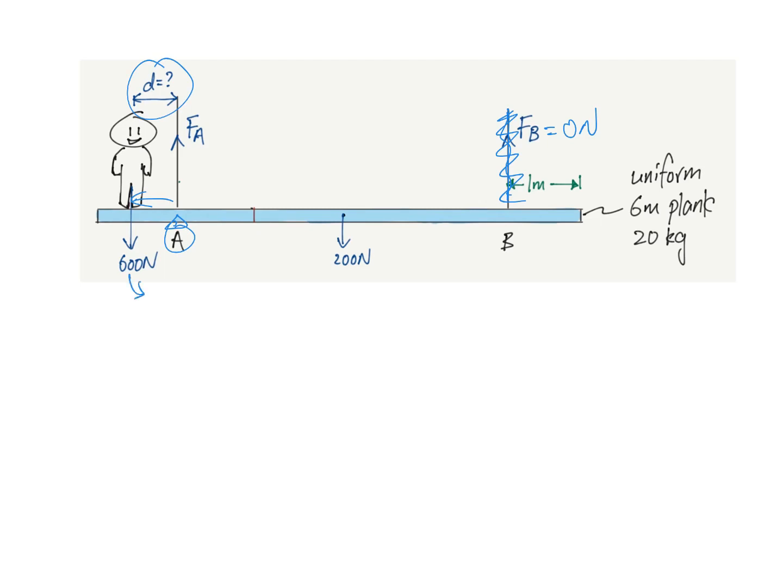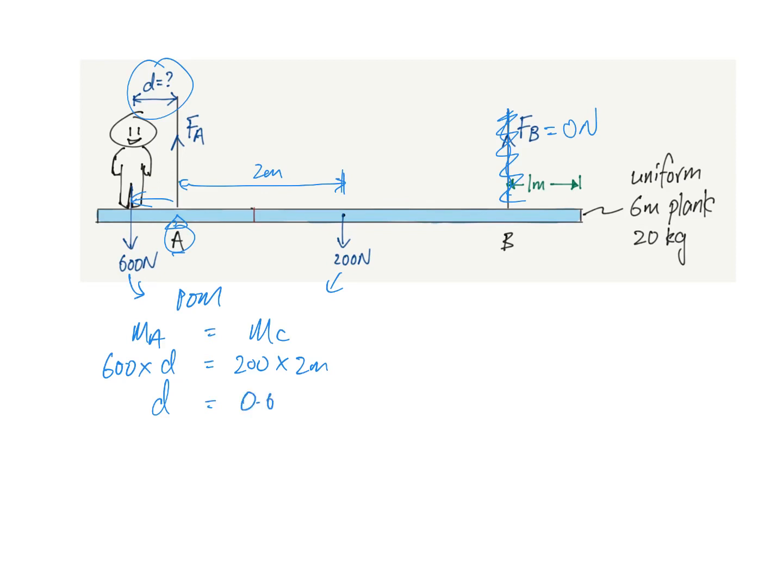The weight of the man will now create an anti-clockwise moment about point A, and the weight of the wooden plank will now create a clockwise moment about point A. Applying the principle of moment, anti-clockwise moment equals clockwise moment. The anti-clockwise moment will be the weight of the person times the unknown distance, and the clockwise moment will be the weight of the plank times the perpendicular distance from the line of force to the pivot, which is 2 meters. If you solve it, the maximum distance he can move will be 0.67 meters. So that's how you solve this question.